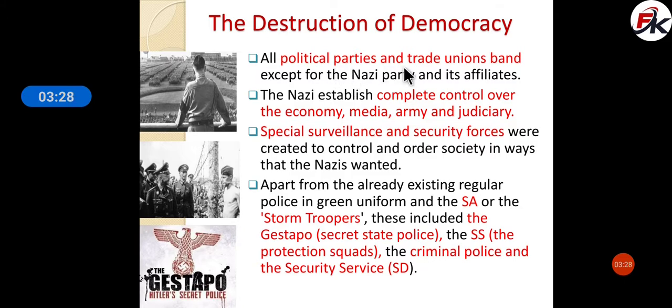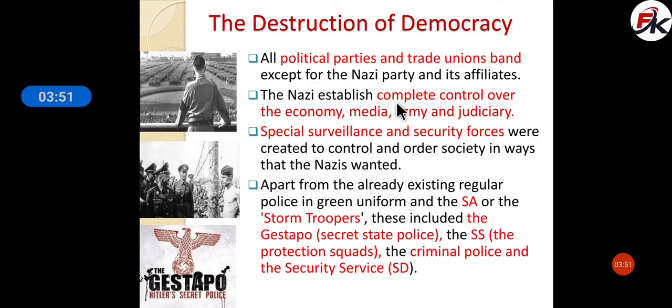All political parties and trade unions were banned except for the Nazi Party and its affiliates. So no other political parties or unions were allowed to function. It was illegal according to the Nazi rule.